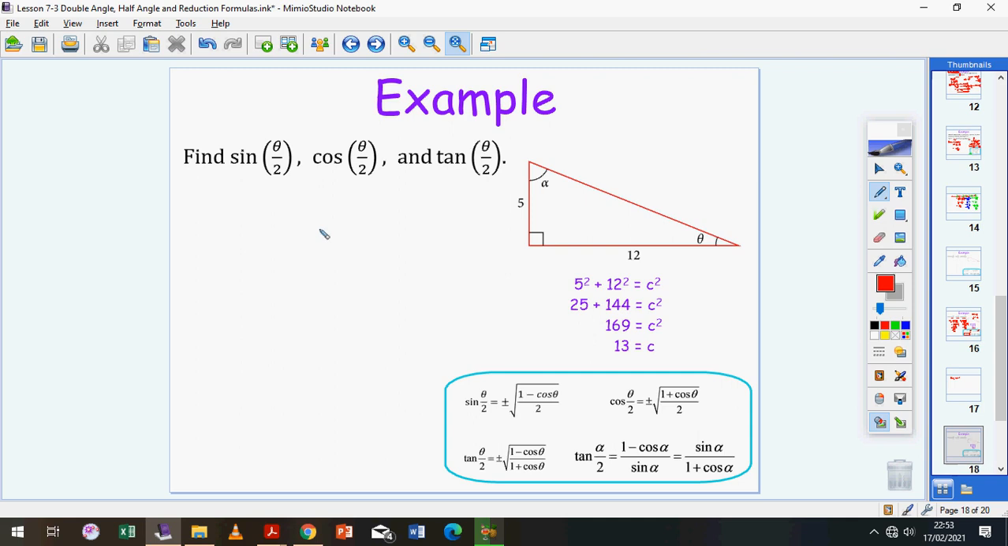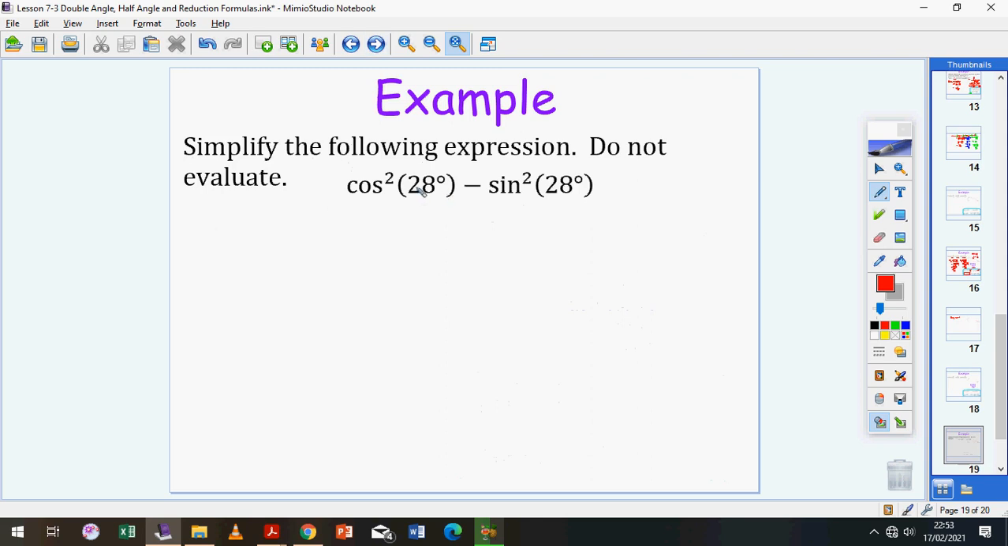If I want to simplify this expression and not evaluate it, I hope you can see that this is cos squared of 28 minus sine squared of 28. It looks very similar to cos squared of some angle minus sine squared of some angle, and that is an expression for the cosine of the double angle. And there are two other ways to express that. I can express that as 2 cosine squared of theta minus 1, or as 1 minus 2 sine squared theta.